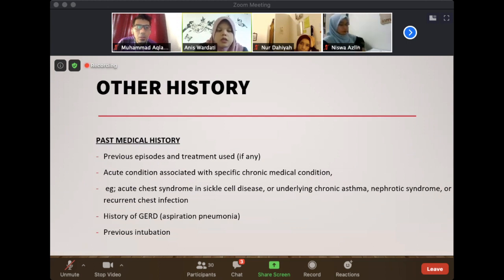And we can also ask about history of gastroesophageal reflux disease, because this can predispose patients to aspiration pneumonia. And also previous intubation, which can predispose patients to recurrent pneumonia, for example, in the past history, if the patient is premature or had history of intubation, which can predispose the patient to bronchopulmonary dysplasia, and it also can come with recurrent infection and breathlessness.